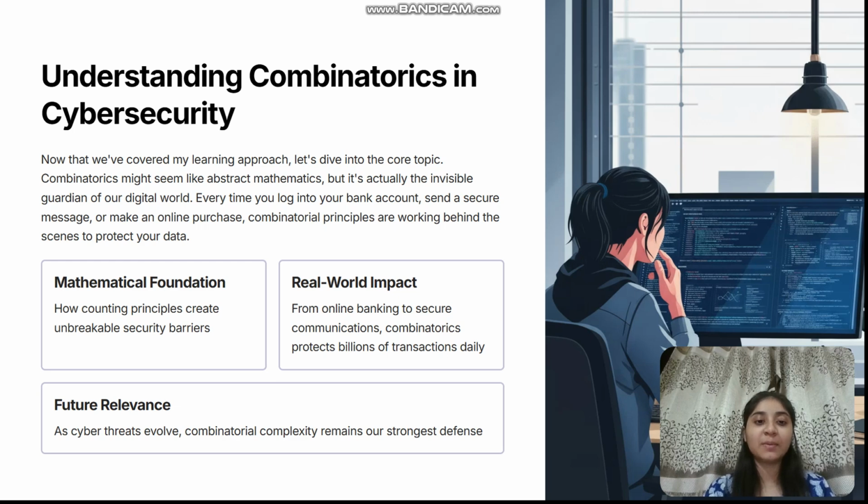Understanding the combinatorics in cybersecurity. It might sound like complex math, but it's actually the hidden force keeping our digital world safe. Every time you log into your bank account, send a secure message, or make an online purchase, combinatorial principles are at work behind the scenes. From creating unbreakable security barriers to protecting billions of transactions daily, combinatorics is vital to our digital security. As cyber threats evolve, this complex mathematical foundation will continue to be our strongest defense.